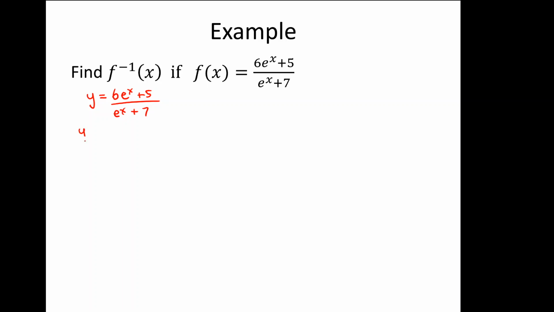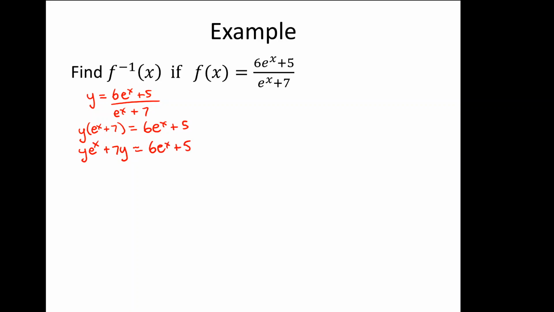So next step, I'm going to cross multiply. Multiply both sides by e to the x plus 7. So y times e to the x plus 7 is equal to 6 e to the x plus 5. Then I'm going to distribute the y into the bracket. y times e to the x plus 7 times y equals 6 times e to the x plus 5.